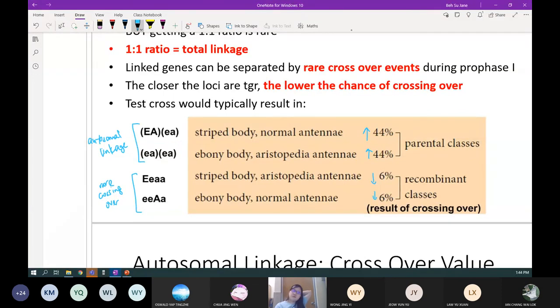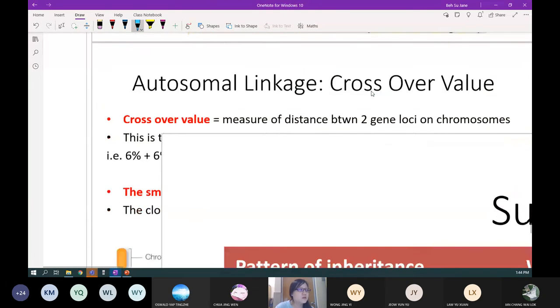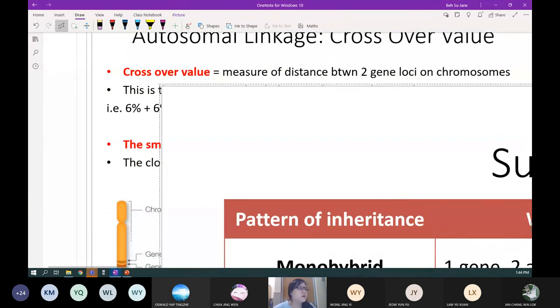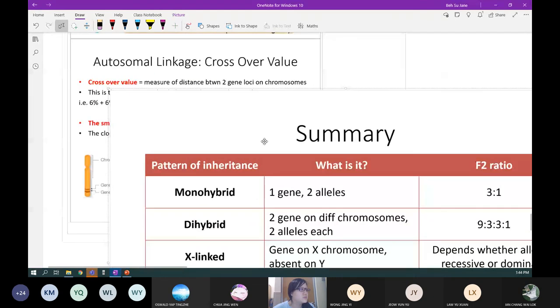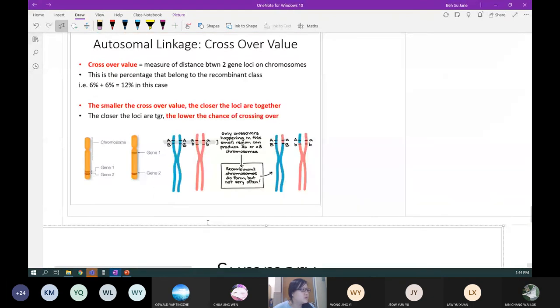Okay, so from here, we can also do one more fun thing from this information. Because we know that the closer the loci are together, the lower the chance of crossing over. What does that mean? Okay. Oops, I don't know what happened here. Hang on. Man, that slide is big.